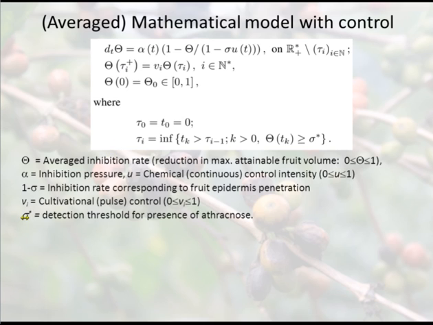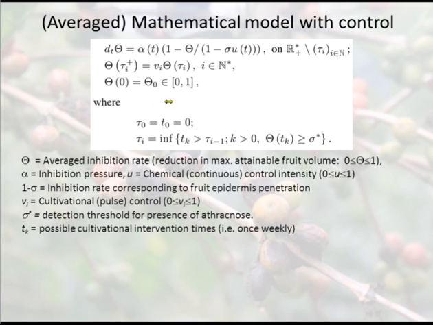Okay. Sigma star is the detection threshold. If the inhibition rate is below sigma star, then Anthracnose is not detected and no control is exerted. TK are the possible cultivational intervention times. Every tau is going to be at one of the TKs, but it's not true that at every possible intervention time there is intervention that takes place.